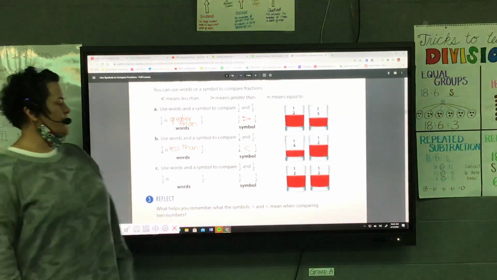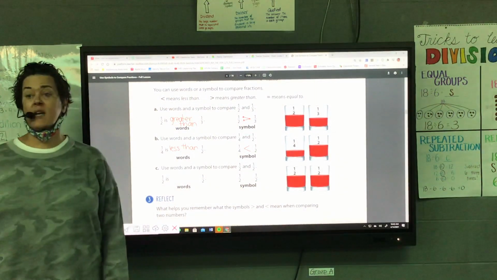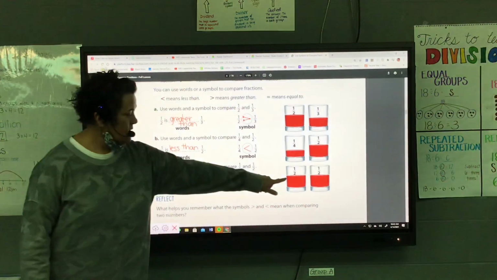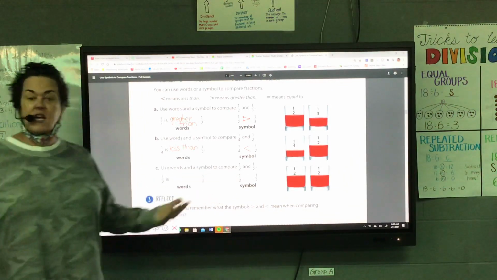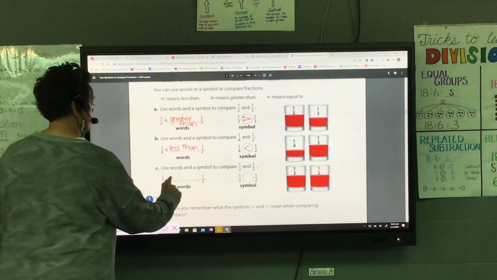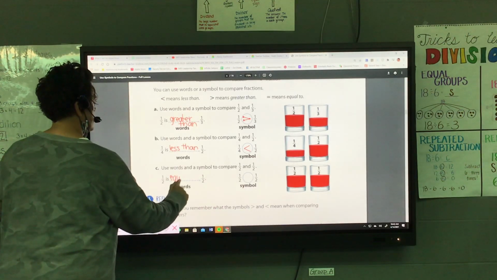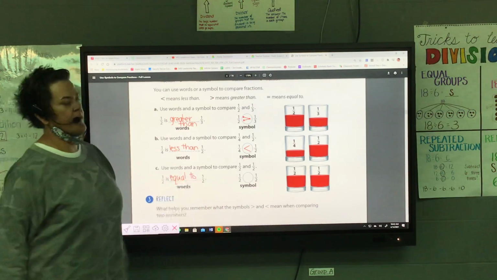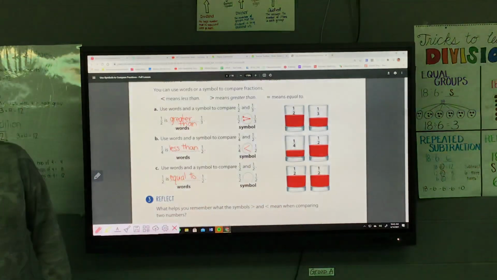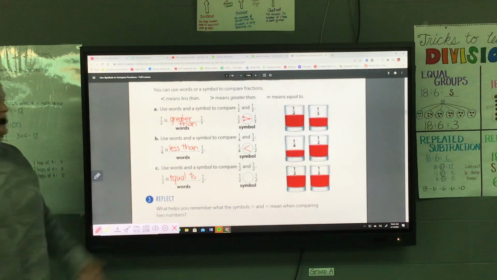Use words and a symbol to compare 1/2 and 1/2. What do you notice? What are they? Equal to. So what symbol do I need to use? The equal sign, don't I?